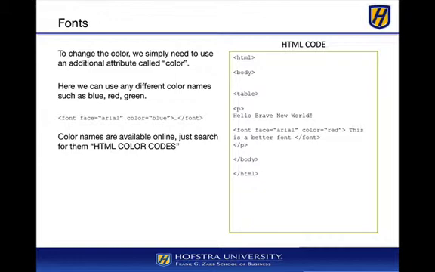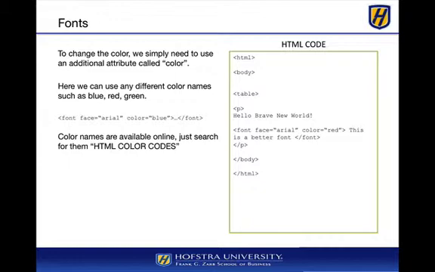Now, if we want to change the color, what we do is we add another attribute called color, and we'll give it the text red or blue. It can be anything that we want. There are a number of colors that are available. If you do a Google search for HTML color codes, you'll see a whole bunch of different colors and their names that are associated with it.